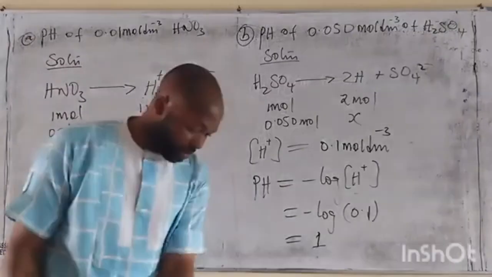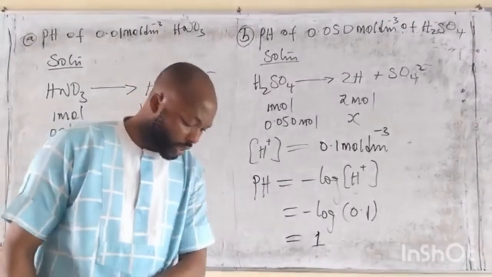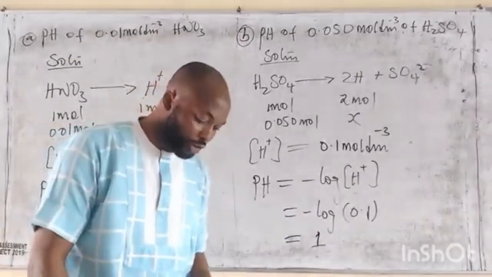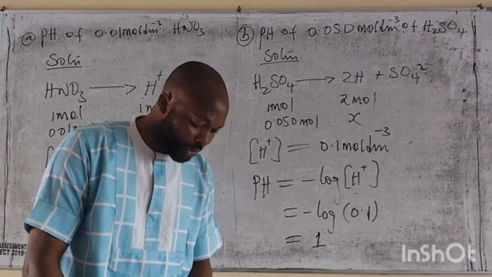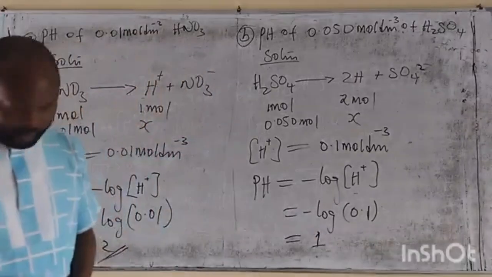So that's B. Let's look at C: pH of 0.05 mole per dm cube potassium hydroxide.